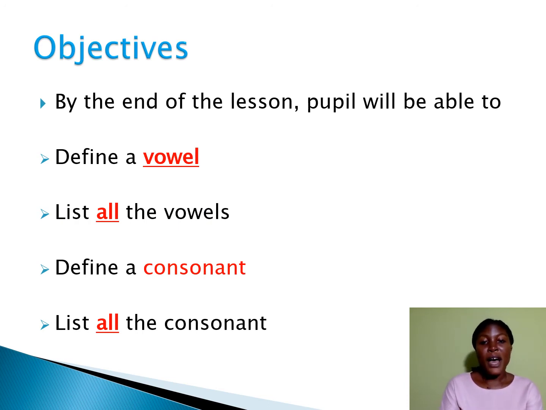Now, at the end of the lesson, we should be able to define what a vowel is. We should also be able to list all the vowels, define a consonant and then list all the consonants. I believe you are ready for this lesson. Now let's move on.